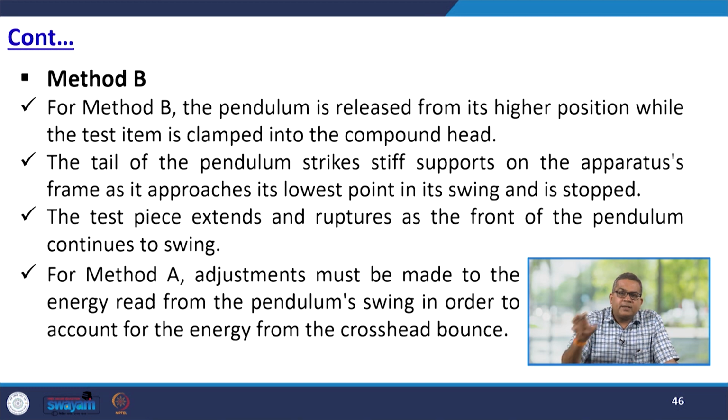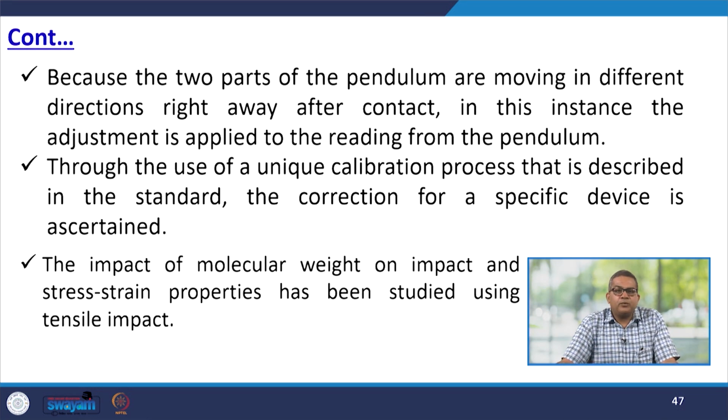For method A, the adjustments must be made to energy read from the pendulum swing in order to account for the energy from the crosshead bounce. Now, because the two parts of the pendulum are moving in a different direction right away after the contact, in this instance, the adjustment is applied to the reading from the pendulum. Through the use of the unique calibration process that is described in the standard, the correction for the specific device is ascertained, and the impact of the molecular weight on impact and stress strength properties has been studied using the tensile.